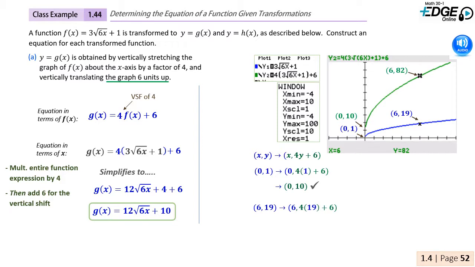We don't need to limit ourselves to only the y-intercept in this case. We could also check the point, for example, 6 and 19. Under our mapping rule, we will see that it maps to the point 6 and 82. Confirming that these 2 points appear on our transformed graph is probably reasonable confirmation that we have correctly determined the transformed function.